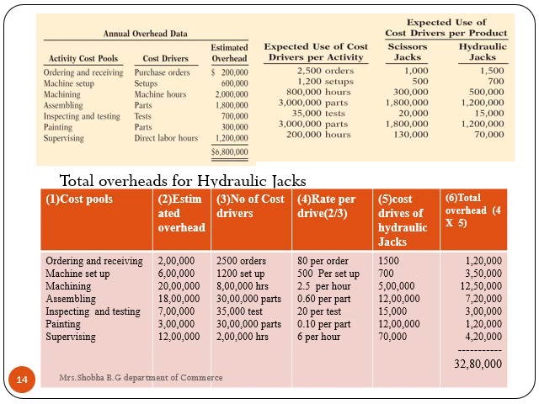Now, fifth column, we have to copy the drivers given in the problem for the hydraulic jacks. So in the above table, in the last column, you can find out the expected use of cost drivers per product. So we need to copy for the hydraulic jacks because we are trying to find out the total overhead for the hydraulic jacks. So in the fifth column, we have to copy the number of drivers given in the problem. Then come to the last column, that is the total overhead calculation.